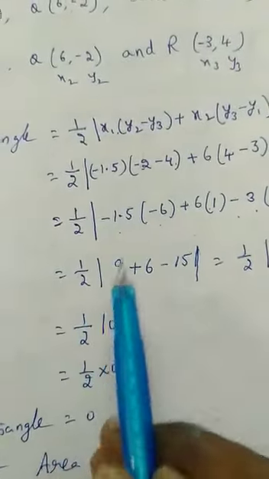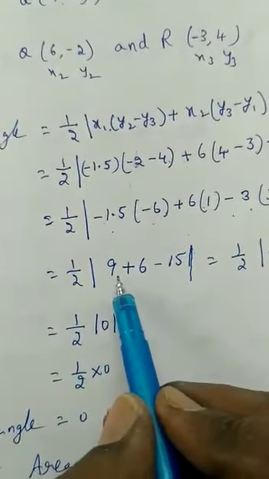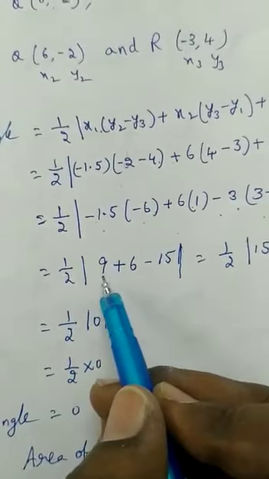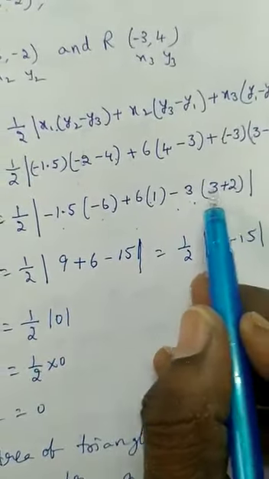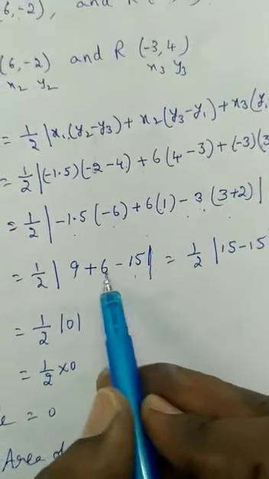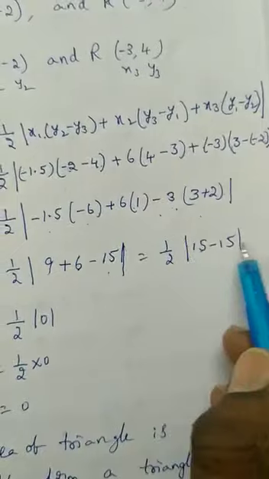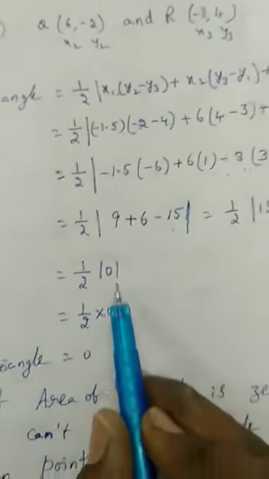Clear? Minus 1.5 into minus 6 is 9.0. So no need to write in the decimal here, because it is a 0 only. So 9 plus 6 is 6, minus 3 into 5 is minus 15. Hmm, 9 plus 6 is 15. So half into modulus of 15 minus 15. So 15 minus 15 is 0. So you write it as half into 0.